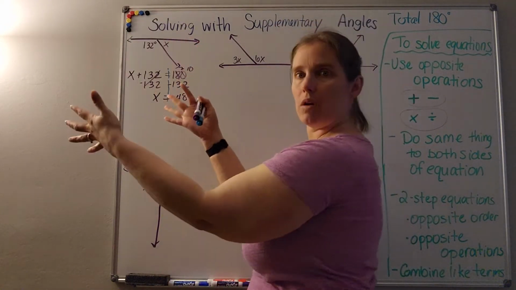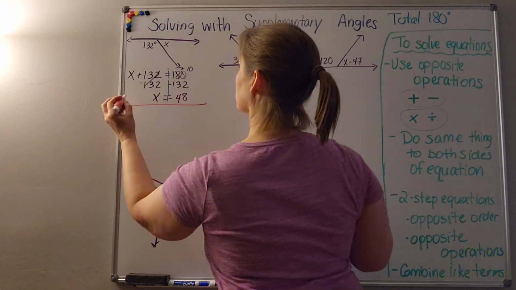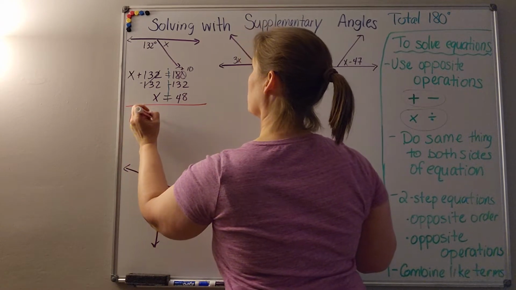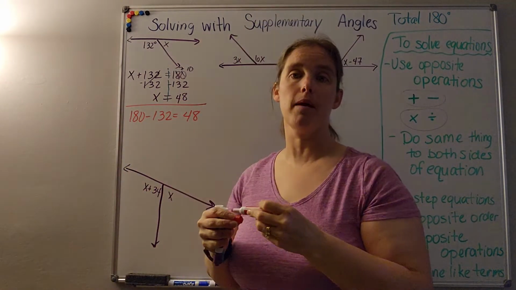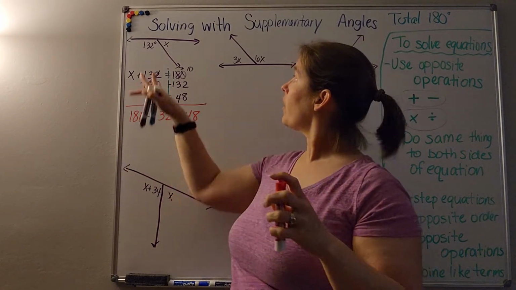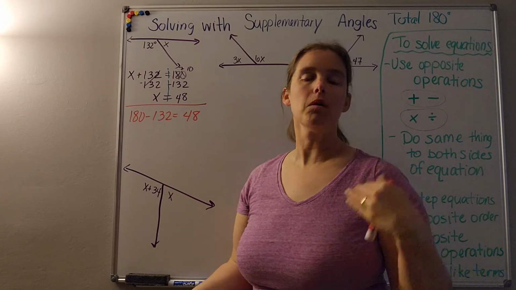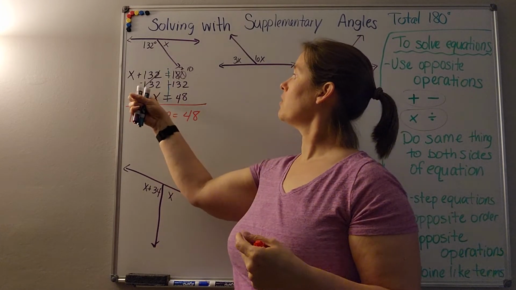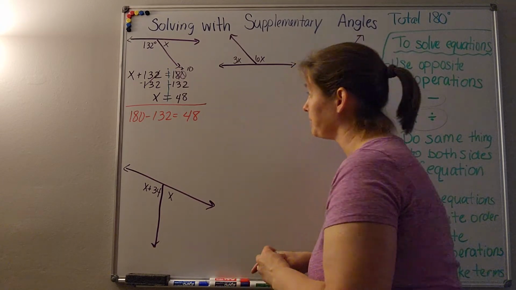Now, some of you are saying, I know the whole thing's 180 and I know the 132 degree piece. Can't I just do 180 minus 132 and get 48? Yes, you absolutely may, and that's totally fine for a problem like this, but not every problem is going to be this simplistic. So I want to make sure you see how to set up the equation and then solve it, because that's what we're going to do the rest of the time.